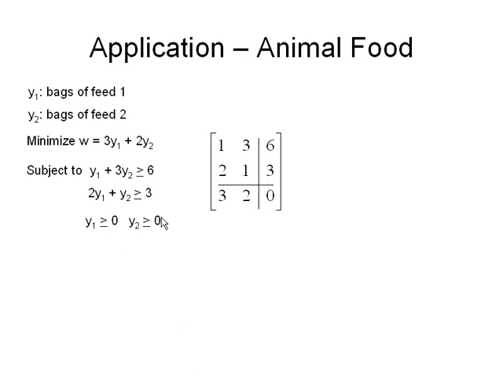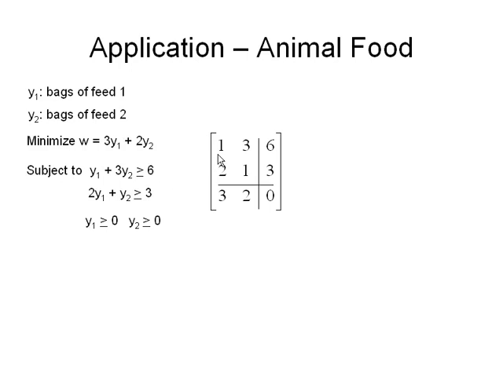I'll also need non-negativity constraints because these are bags, so I've added that in here. Now we need to find the dual problem. Just like we did before, I write out this new matrix. The first 2 rows correspond to our 2 constraints. So we had Y1 plus 3Y2 greater than or equal to 6.